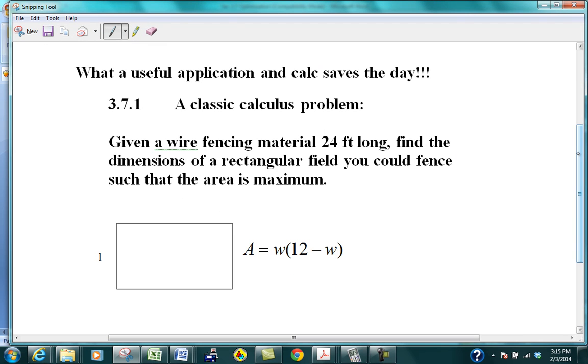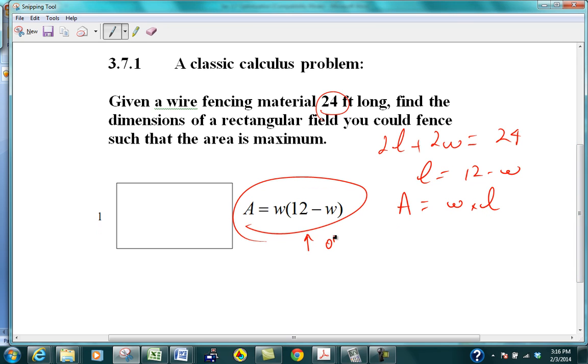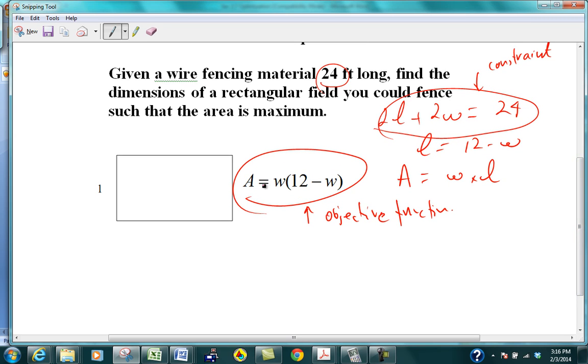So if I were to make my rectangle L by W, then given that this is the perimeter, you know that 2L plus 2W has got to be 24, okay? Which means that L has got to be equal to 12 minus W. And the area is going to be width times length, and hence you get this. So that's the area. This is called the objective function. And this equation here that you start out with is called the constraint function. So the idea is that you want to maximize A, which is a function of W.